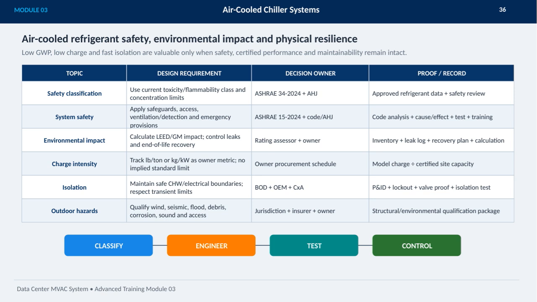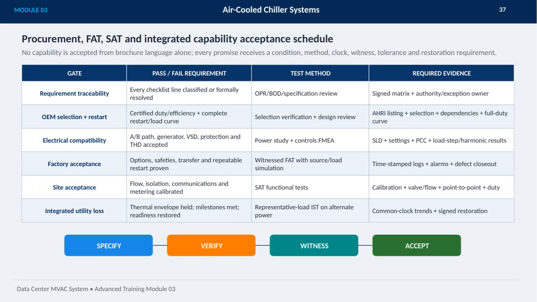environmental impact. This slide outlines a comprehensive schedule for procurement, factory acceptance testing, site acceptance testing, and integrated capability acceptance for air-cooled chiller systems in data center MVAC applications. It highlights that no capability can be accepted based solely on brochure claims. Every promise must be backed by a clear condition, method, timeline, required witness, tolerance, and restoration plan.